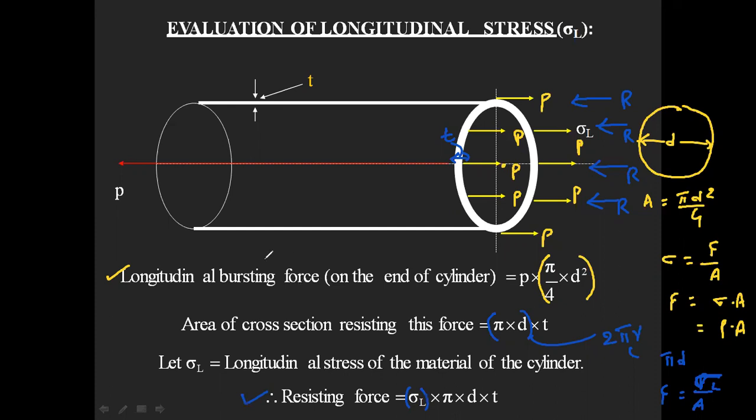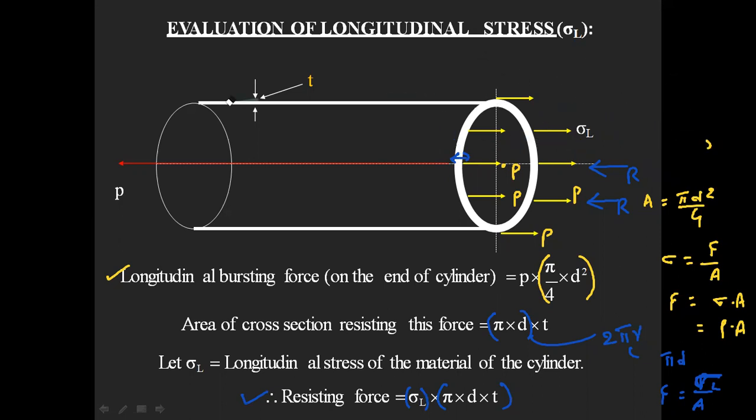So simple. Bursting force is nothing but pressure into the cross-sectional area of the cylinder, which is in a circular shape. Resisting force is equal to longitudinal stress into resisting area. Which area resists? Circumference into thickness. This is what resists for us. So we are going to equate these two. What are we going to achieve when we equate bursting force equal to resisting force?